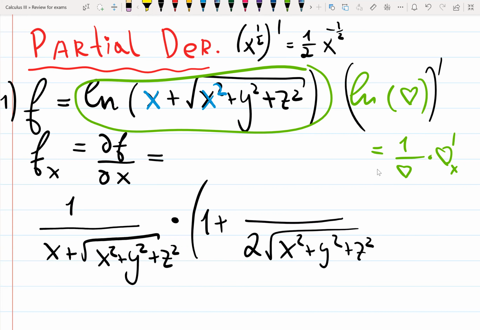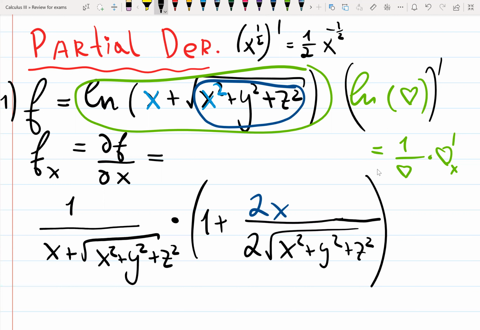Times, and to save space I'll put it in the numerator, the derivative of the function inside of the square root, which is, again, x squared gives you 2x, y squared gives you 0, z squared gives you 0, and that is the answer. And you don't have to simplify it. Well, I would cancel this out. You can type it in like this, and it will accept the answer. I looked it up. So that is good.